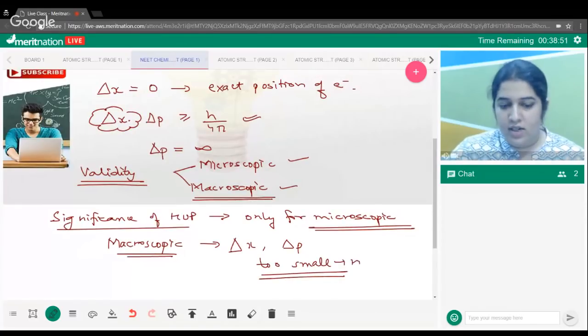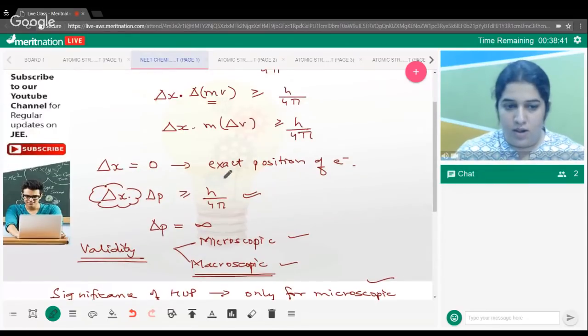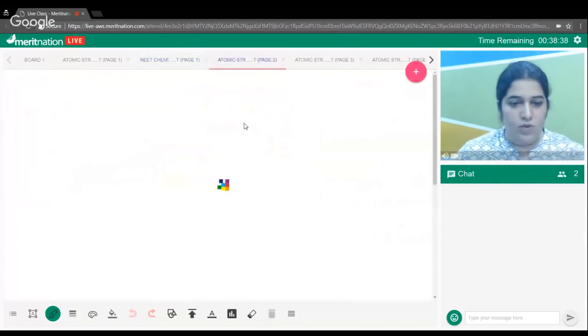Okay, so that is negligible. So it is significant only for microscopic objects. Macroscopic, like a football, tennis ball, anything that's in motion. All right. Next, we move to our question.